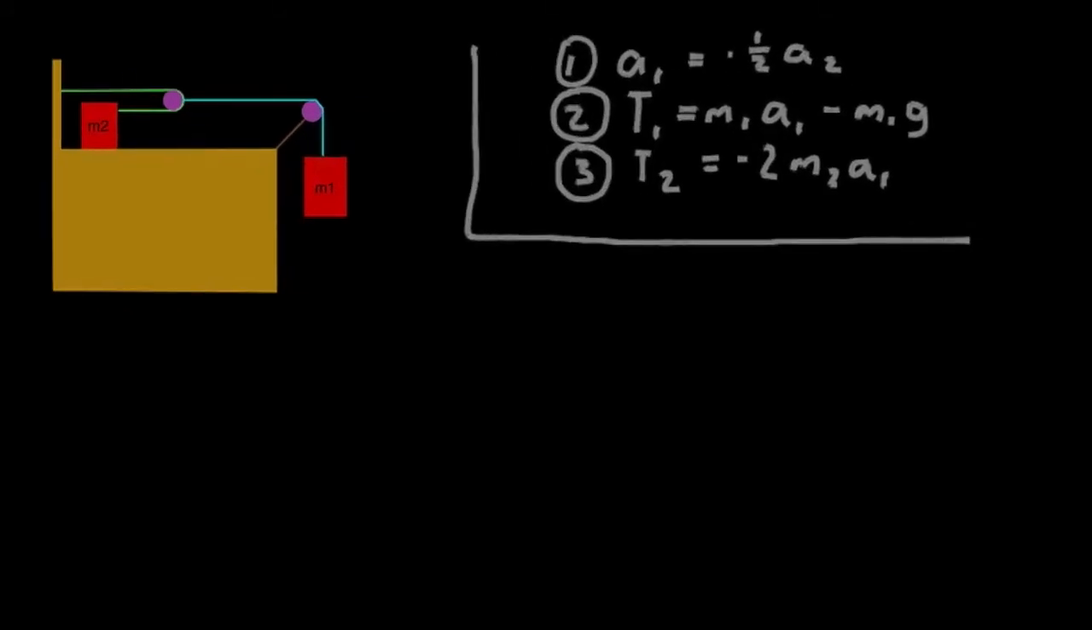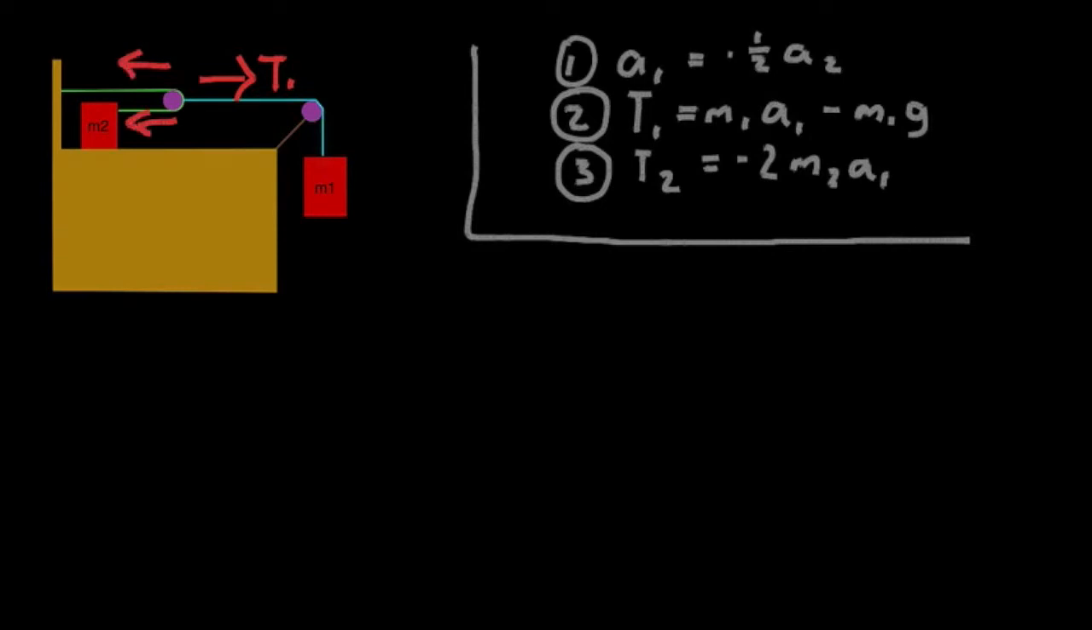Now, looking at equations 2 and 3, we see that we have two equations with three unknowns. We don't know a1, we don't know T1, and we don't know T2. So we need a way to relate T1 with T2. We can do this by analyzing the second pulley. We know that it can't have any acceleration, or else the massless pulley would accelerate infinitely quickly. This means that the tension force pulling it to the right, which is equivalent to T1, must balance out with the two tension forces pulling it to the left.